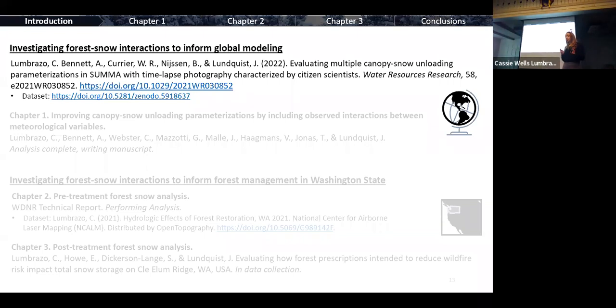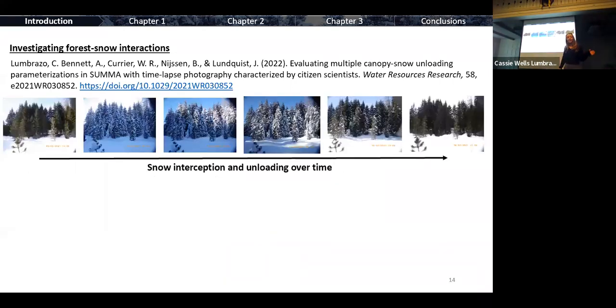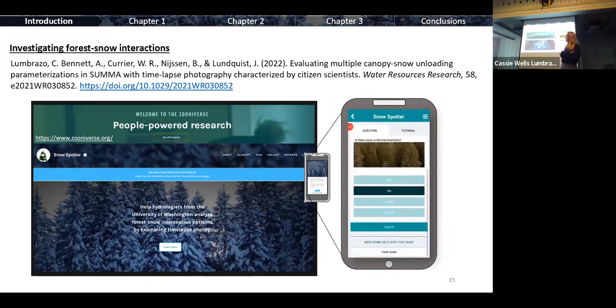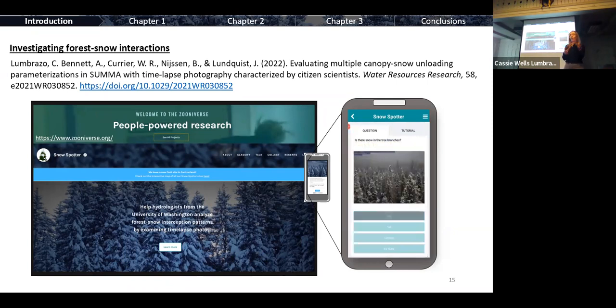So I'm going to introduce all this with my first paper from my master's work that's already published. So bear with me as I explain to you how that leads into the first chapter of my PhD. So like I said, we are using time-lapse photography to really get these observations of forest snow processes. And I love to highlight this work. This wasn't started by me, but we were able to take those time-lapse images, upload them to a citizen science platform. In this case, it was Zooniverse, and we were able to get all of our images classified for the presence of snow in the canopy.